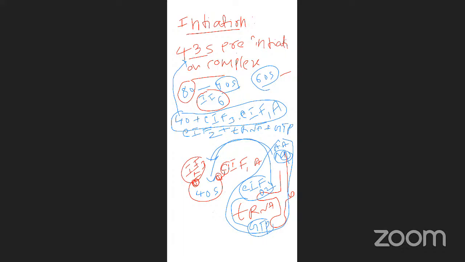What is involved in mRNA strand attachment with the help of the 43S pre-initiation complex? They are mainly initiation factor F4F.